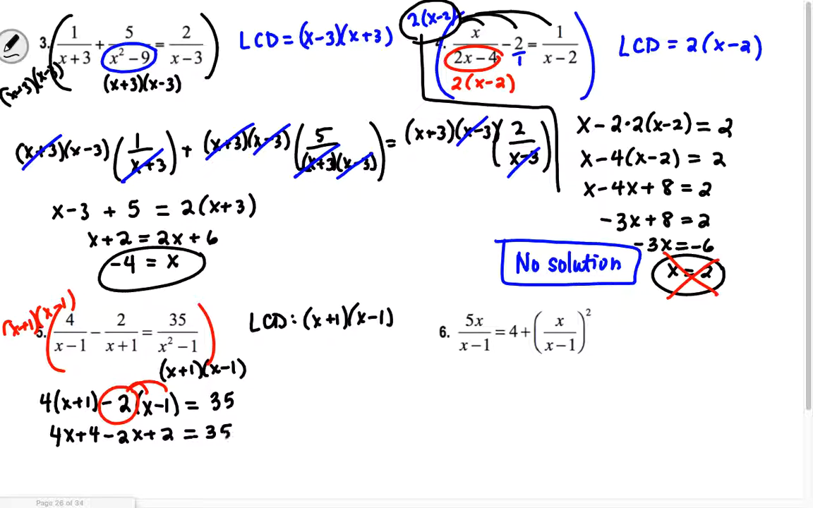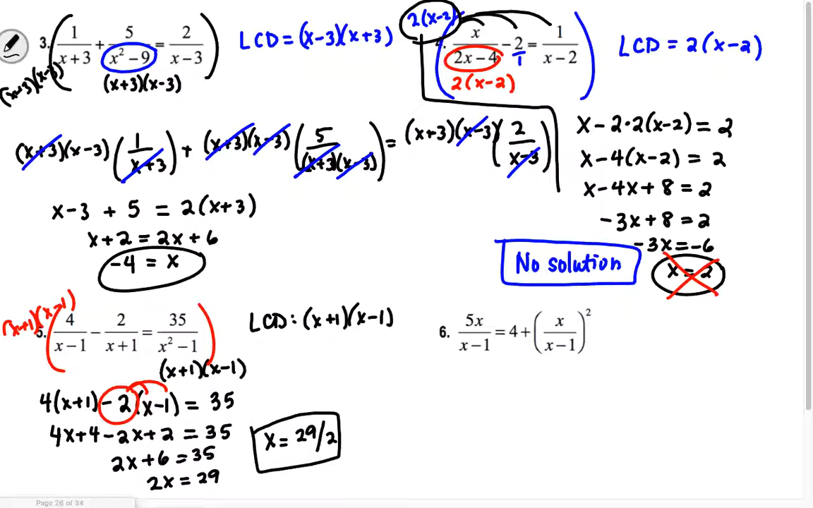Equals 35. So we get 2x plus 6 equals 35. So 2x is equal to 29. So our final answer is 29 over 2, or you could write 14.5 if you want. Okay, that's it. Did you guys get it?